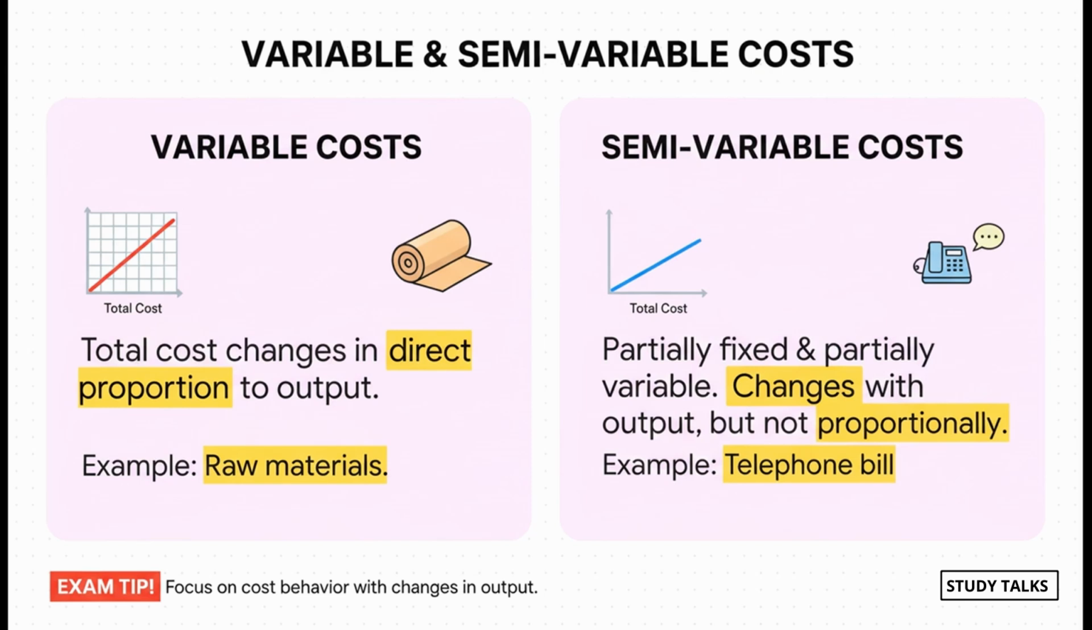And then, sitting right in the middle, you have semi-variable costs. These guys are part fixed, part variable. The classic example is your telephone bill. You've got a fixed monthly rental charge plus a variable charge for every call you actually make. So the total bill changes with usage, but not perfectly in line with it.